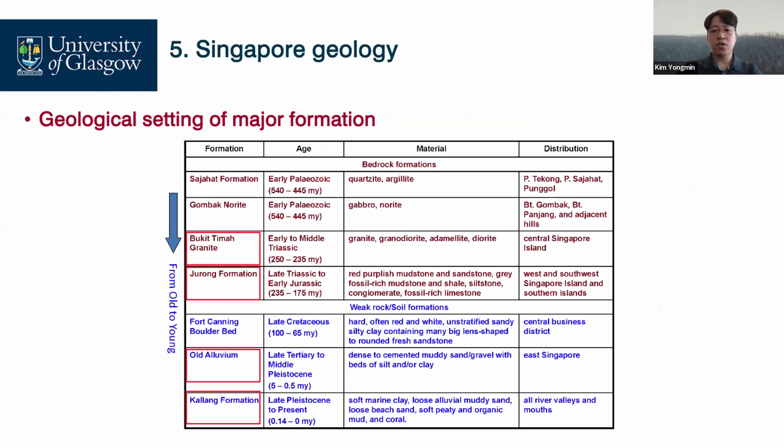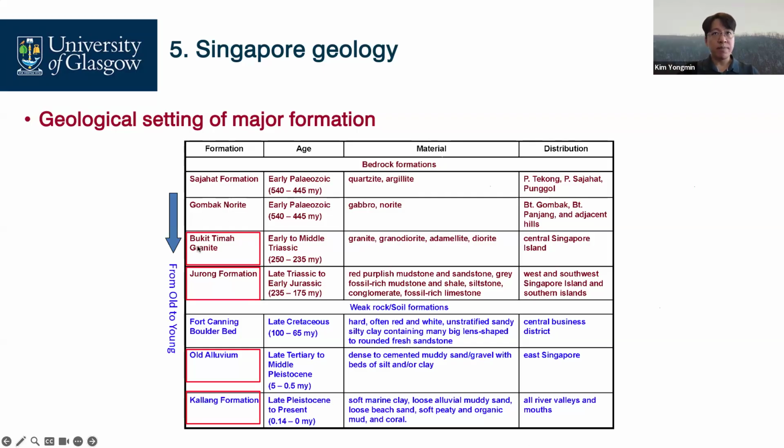So let's take a look at the geological setting of the major formations. Here's the Jurong Formation, from the Late Triassic to early Jurassic. It's mainly comprised of mudstone, sandstone, and siltstone, which is distributed in the west and southwest of Singapore.